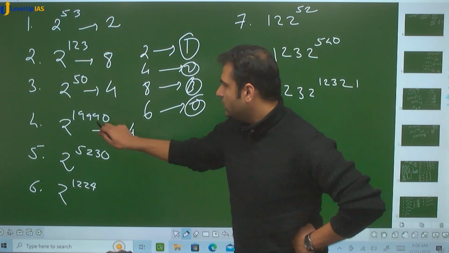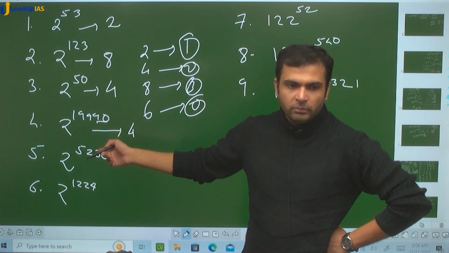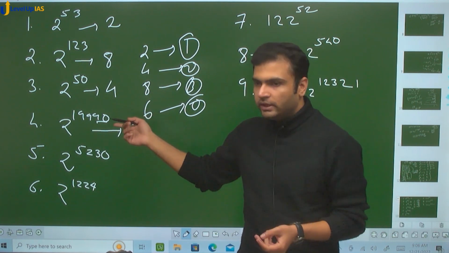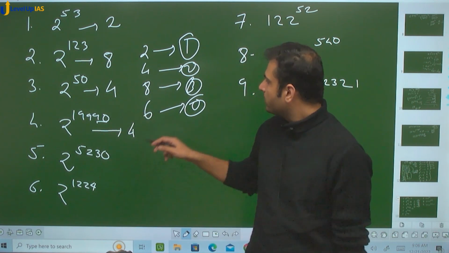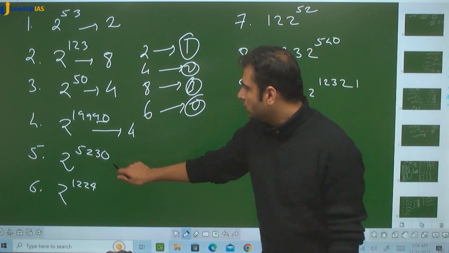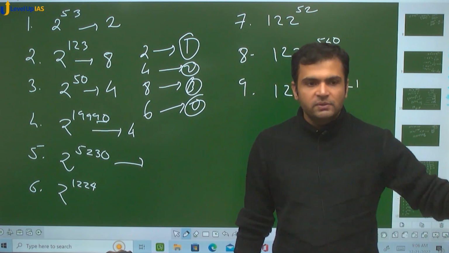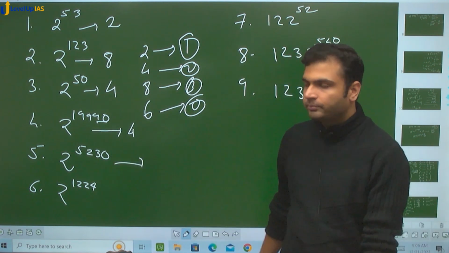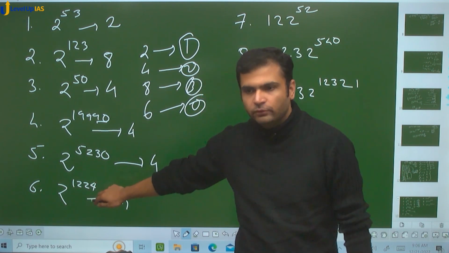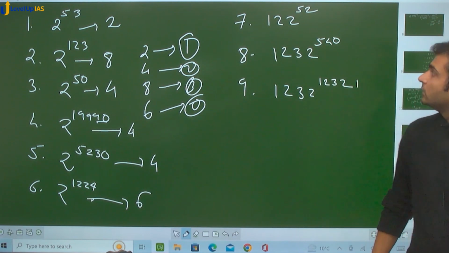So the last 2 digits are 90. This is not divisible by 4, but 88 is divisible by 4. 88 plus 2 is 90. So the remainder is 2, and the last digit is 4. Again 30. 30 is not divisible by 4, 28 is divisible by 4. Again the remainder is 2. 24 is divisible by 4. The remainder is 0, so the last digit is 6.